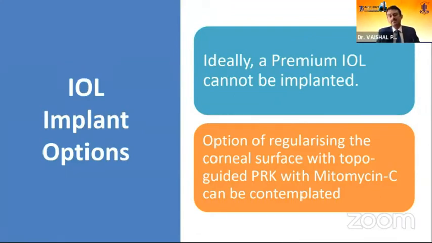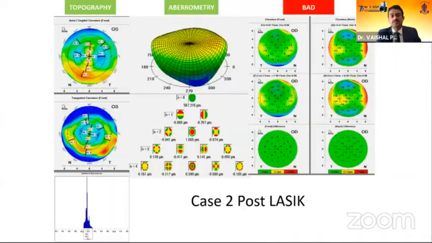An option of regularizing the surface with a topo-guided PRK with mitomycin C can be contemplated, but we have to tell the patients about the limitations, explain those things and move ahead. And we cannot promise total independence from glasses even after doing all these procedures.